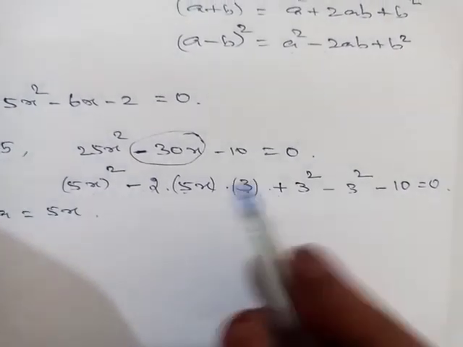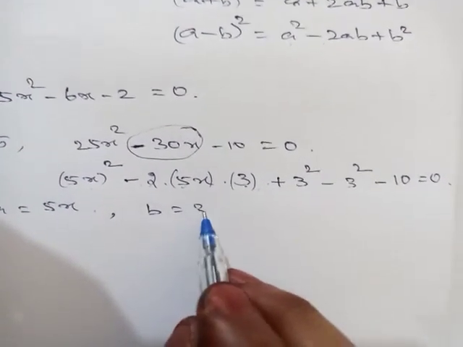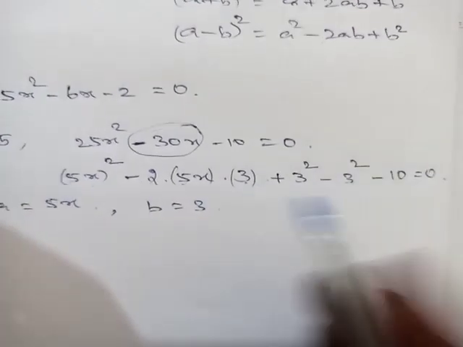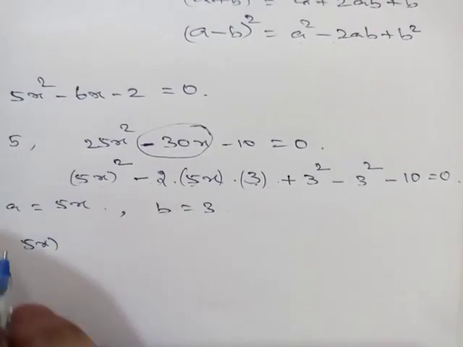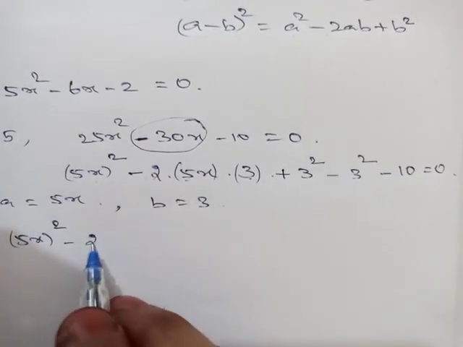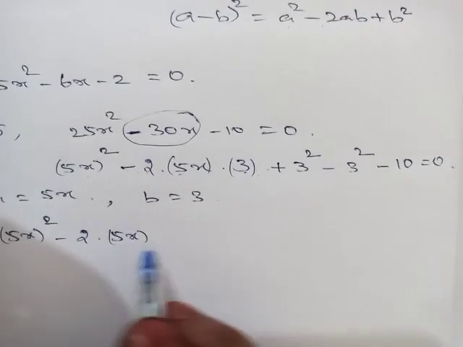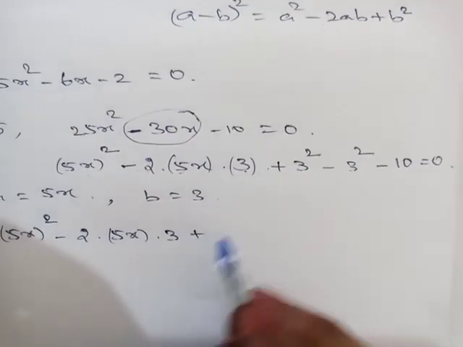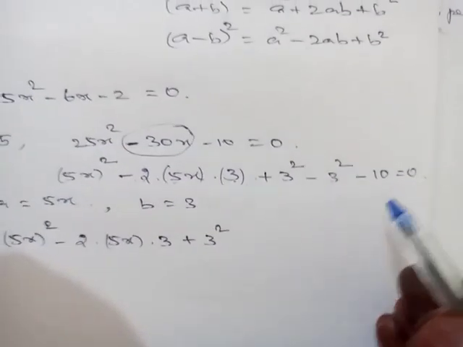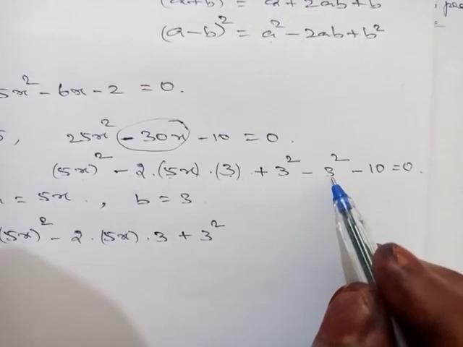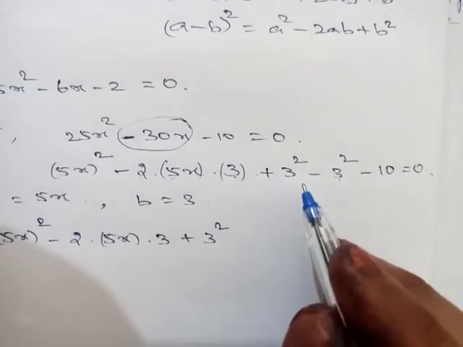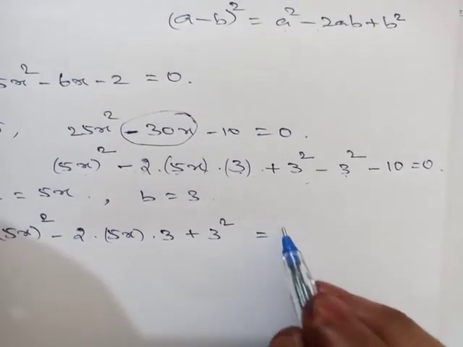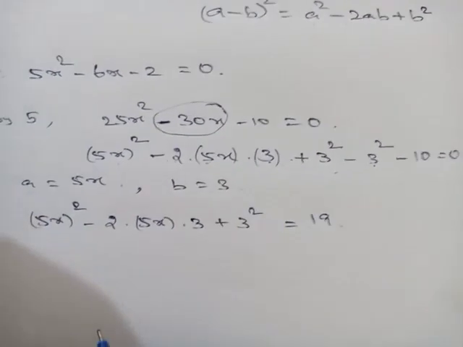Now clear? Now what is the value of b? 3. After that simplify this one. That is, in this format we have to write 5x the whole square minus 2 into 5x into 3 plus 3 square. So this format came, right? After that, simplify the remaining things. So what will we get? Minus 9 minus 10. So totally minus 19, right? That minus 19 you bring to that side. So plus 19. Bring it into the right hand side.